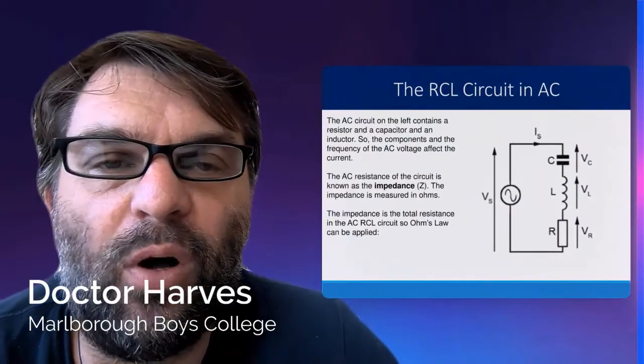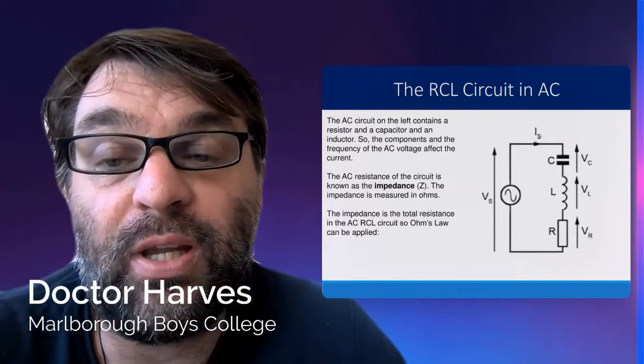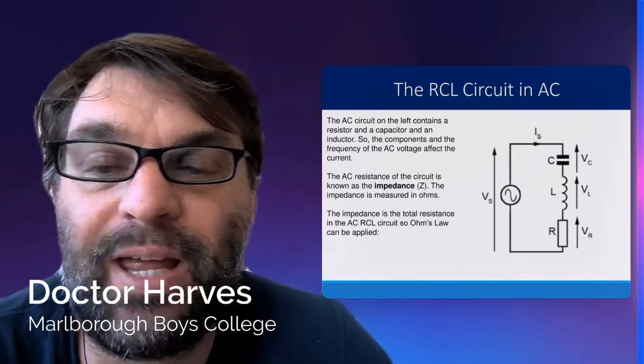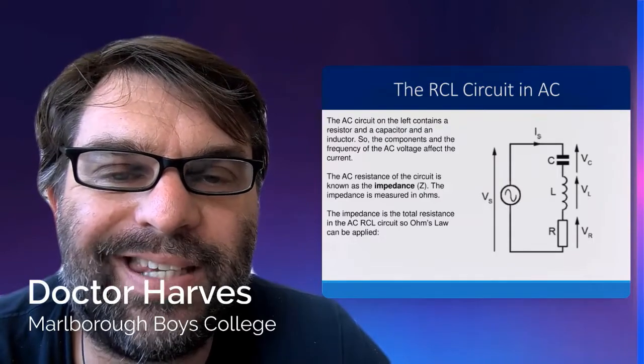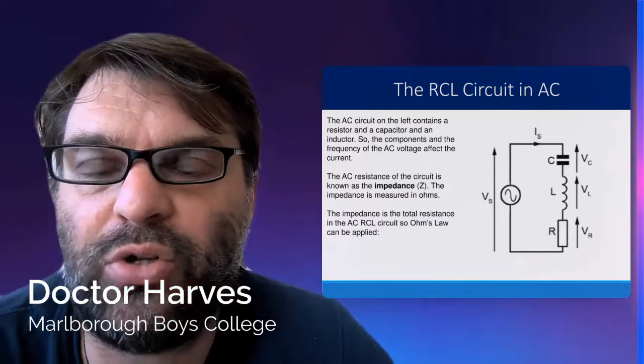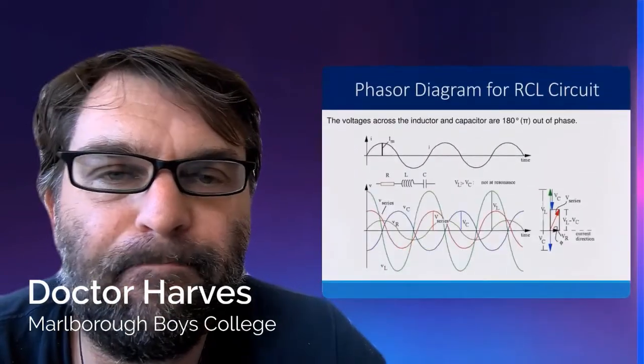So we've seen these before for the RCL circuit and AC. You can measure the impedance associated by the sum of these values, and the impedance for the total resistance in an AC RCL circuit can also use Ohm's law, so supply voltage will be the current times the impedance.